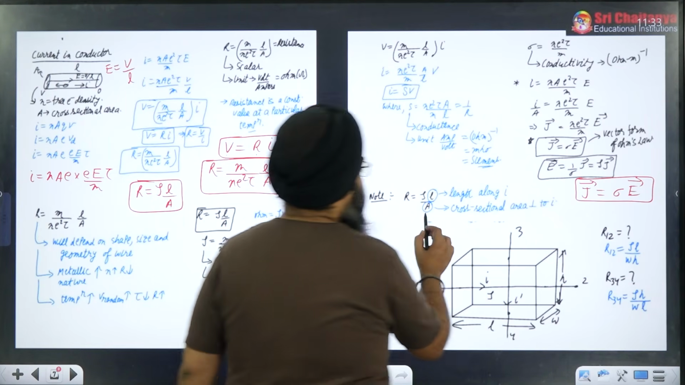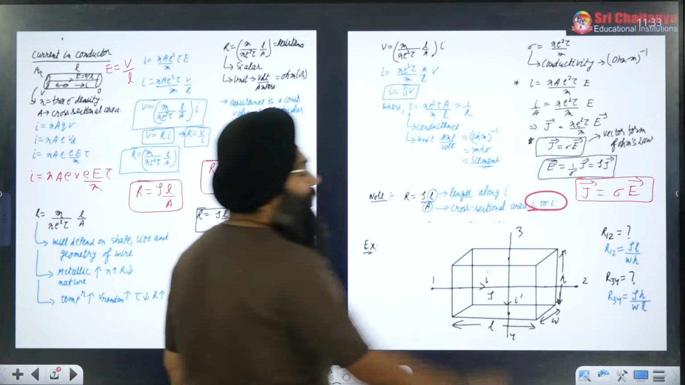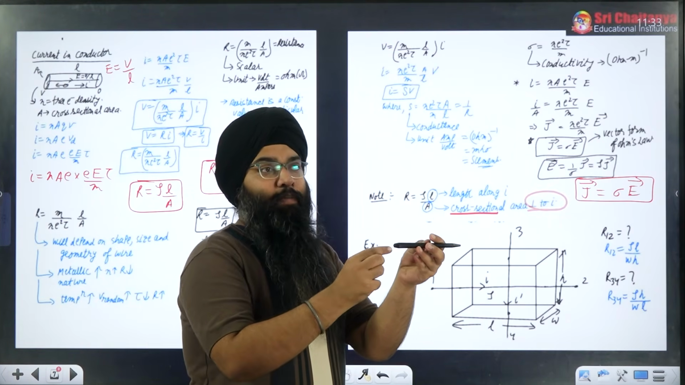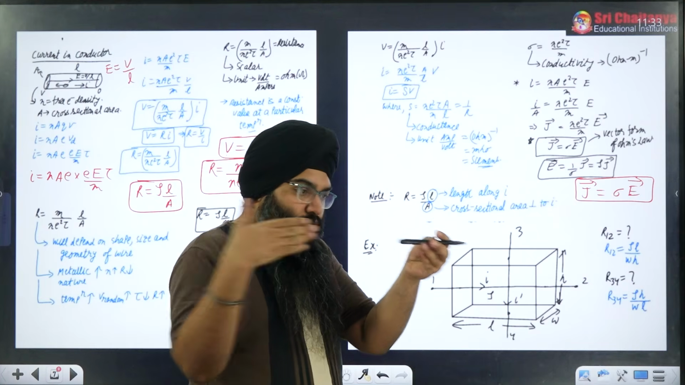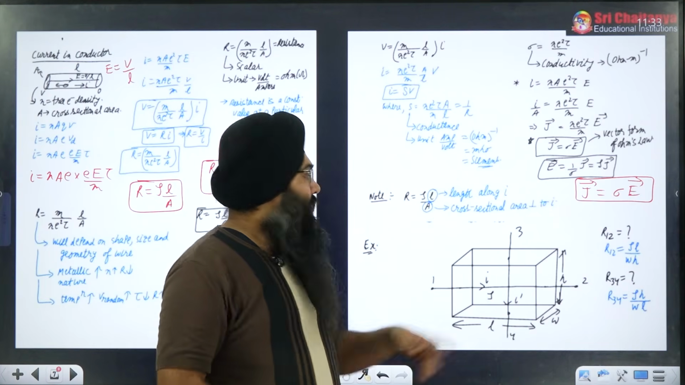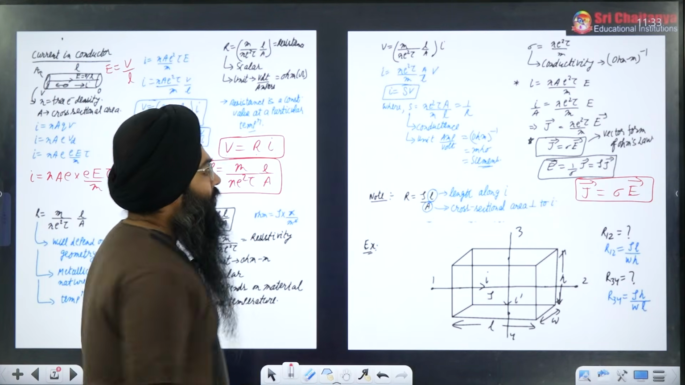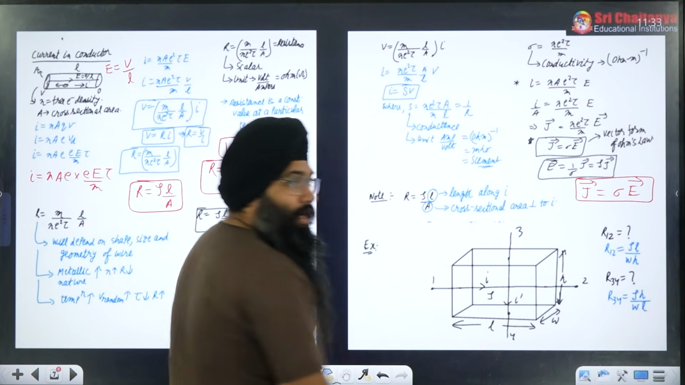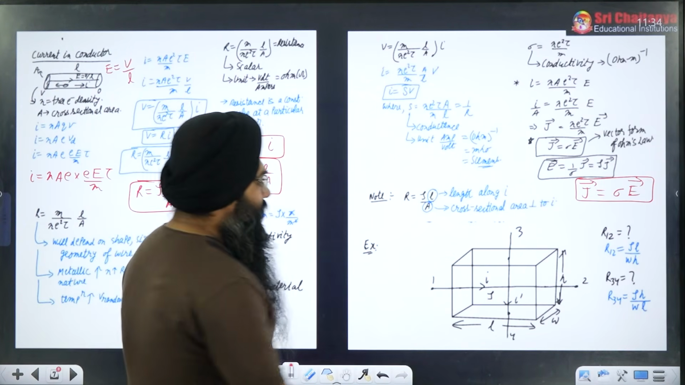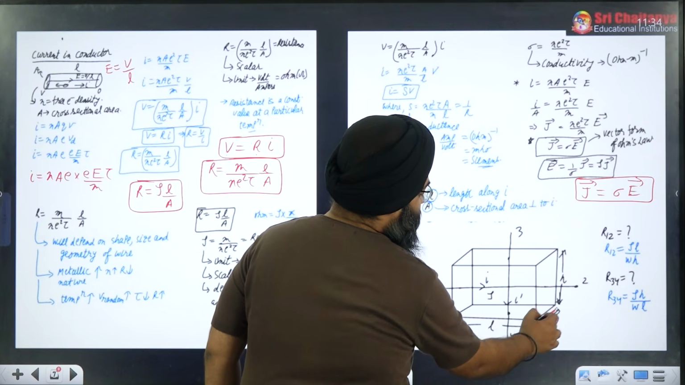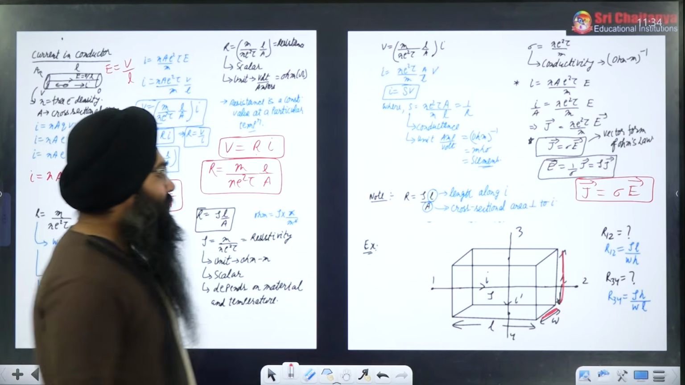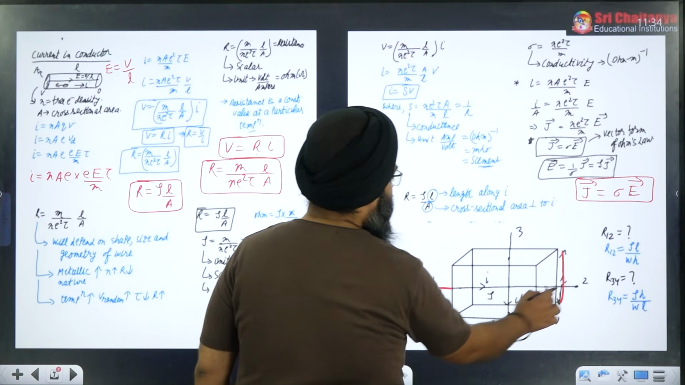And A will be what? A will be the cross-sectional area perpendicular to the current. So suppose there is a conductor, A is the cross-section area perpendicular to the current. So perpendicular to the current, whatever area is there, that you have to mark here. Okay? So let me take one example. Suppose there is a cuboid, you might be seeing this. The length is L, the width is W, and the height is H. And you are required to find the resistance across these two ends, point 1 and point 2.